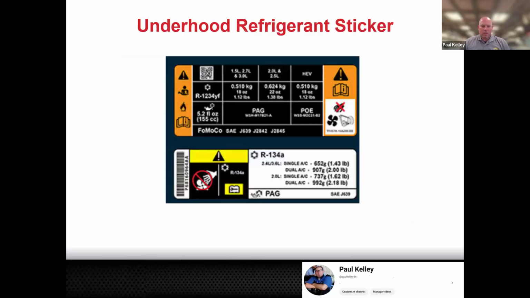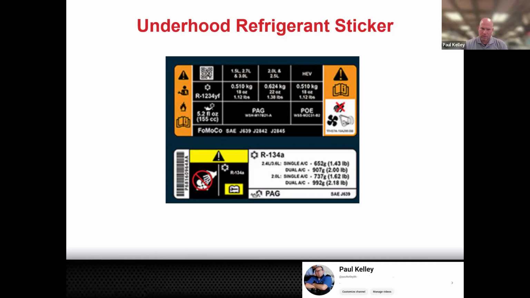Another thing that you all need to be familiar with is under the hood, there's this refrigerant sticker. All right, so we're going to break down some of the points right here. If you look at this, it's showing you what type of refrigerant it is. You see that R1234yf. That's the latest refrigerant currently used. It's also telling you right below that the capacity is 5.2 fluid ounces of oil.